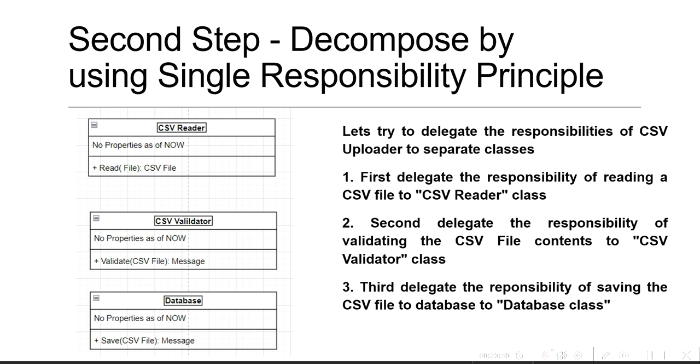Okay, so this kind of decomposition can happen till you find a very fine-grained class. So the output is a class which will have only one reason for change, right? Only one reason for change. So the file reader will do only file reading. Validation will only do validation. Database will do only database operations. So you will do that in the second step, decomposition. In the third step, identify the interfaces and define the interfaces for each one of these concrete implementation classes.